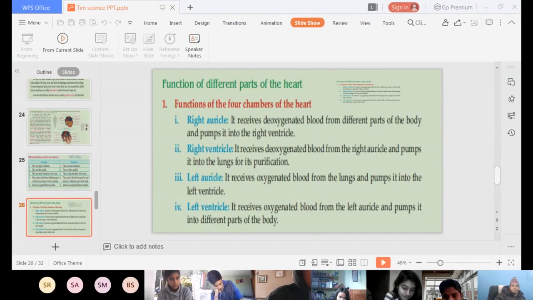Why are you taking a long time? They carry deoxygenated blood from the right ventricle of the heart to the lungs. Vena cava collect the deoxygenated blood to the right auricle. Pulmonary arteries carry deoxygenated, impure blood from the right ventricle to the lungs.